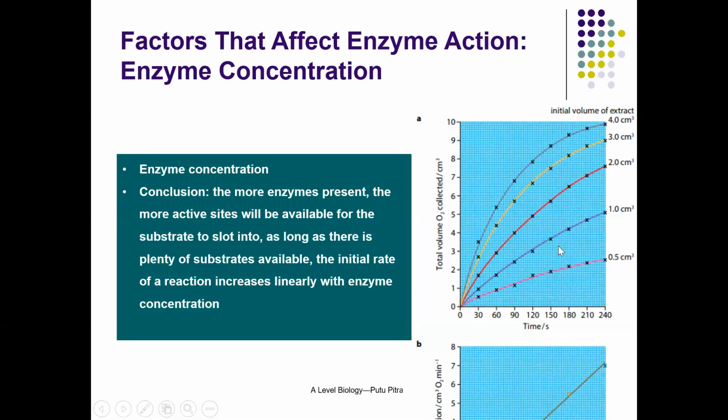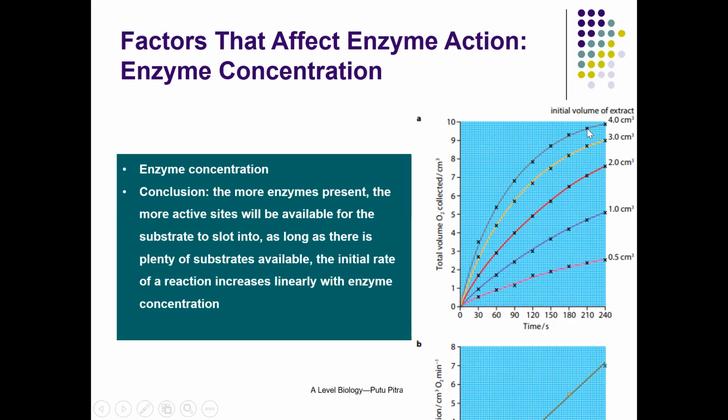Here, we can see that the catalase enzyme is used to catalyze several reactions that have the same amount of the substrate, but a different amount of the enzyme concentration. As you can see, the more enzyme present, the higher the oxygen production. But over time, the oxygen production becomes constant.